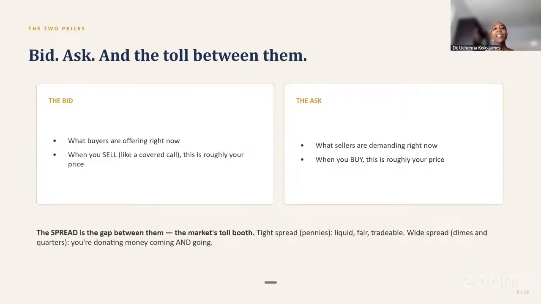The spread is the difference between the ask and the bid. This is basically the market's toll booth, okay? So tight spreads, meaning the numbers are close together, are the stocks that we want to buy options on. If the bid-ask spread is wide, meaning greater than 10%, we're losing money immediately when we enter the option. I'm going to show you an illustration.